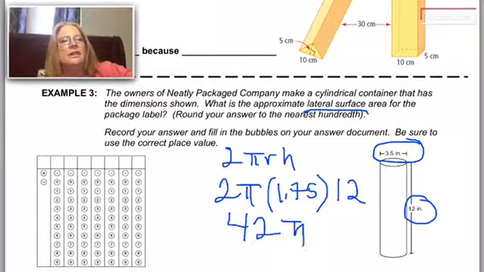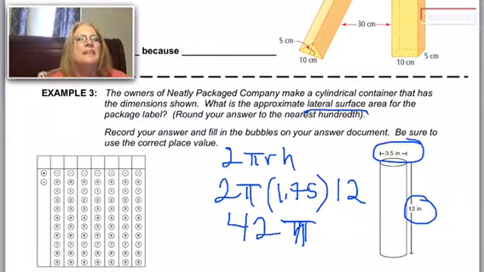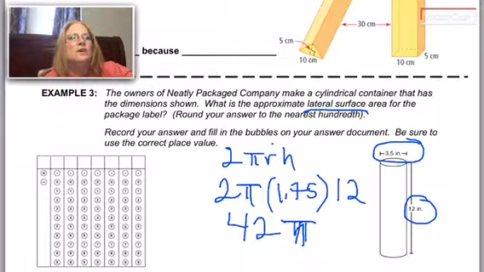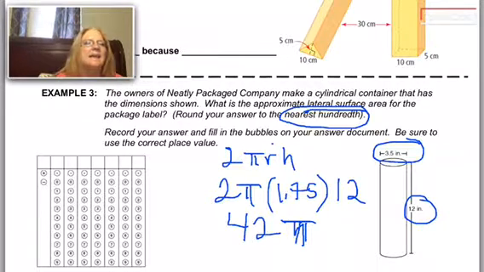pi. Now, sorry if this is so messy, but then they say record your answer and fill in the bubbles, but they want it to the nearest hundredth. So when they say that, they mean please put it in your calculator. They do not want the answer in terms of pi. And if you have a calculator that allows you to, at this point we don't want to use 3.14 for pi. We want to actually use the pi symbol and be a little more exact.